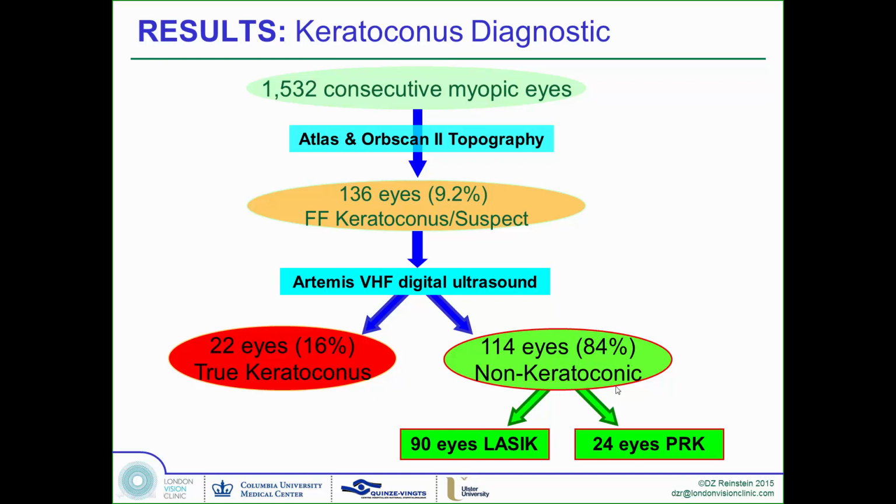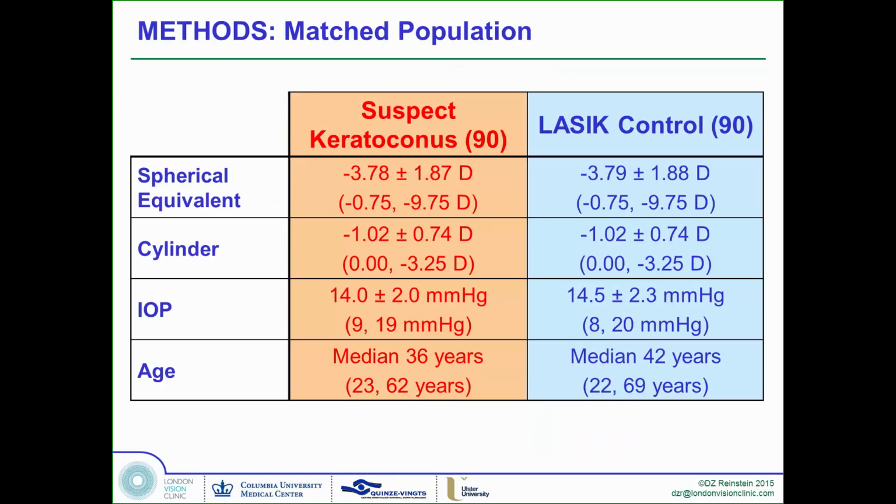Of these 114 eyes, we were able to do LASIK in 90 of them. We had to do PRK in 24 of these eyes simply because of corneal thickness constraints and residual stromal thickness calculations. So not because we were hedging our bets, as some have suggested to do, but rather just because they couldn't have LASIK. So the eyes that we could do LASIK in, this was 90 eyes, all of these eyes received LASIK. And then what we did was to grab a LASIK control group from our database so that we have a case control study where we matched for spherical equivalent and cylinder and intraocular pressure and age.